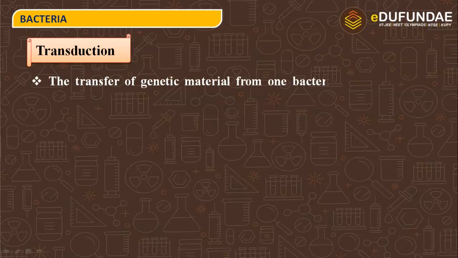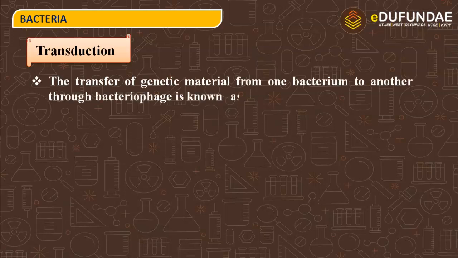In this, the transfer of genetic material from one bacterium to another through bacteriophage is known as transduction. So basically what is happening in this particular process, there is no pilus, there is no other environmental genetic material. Basically the virus that is called bacteriophage is the virus that infects and replicates within the body of bacteria, and with the help of it, the exchange of genetic material is taking place.